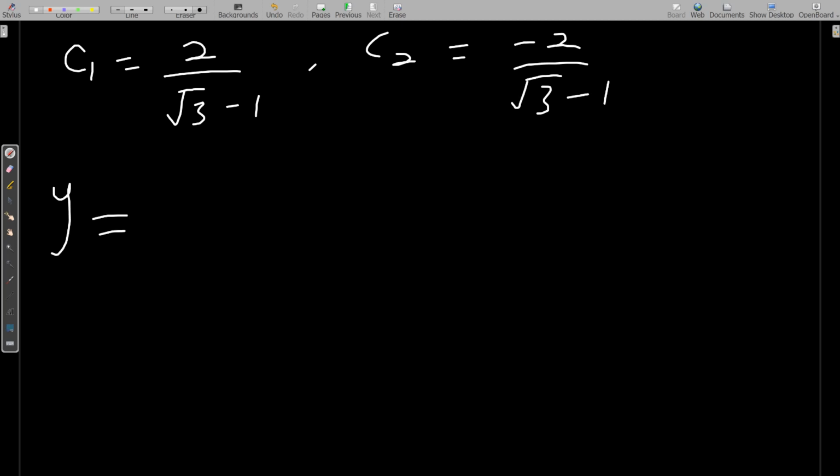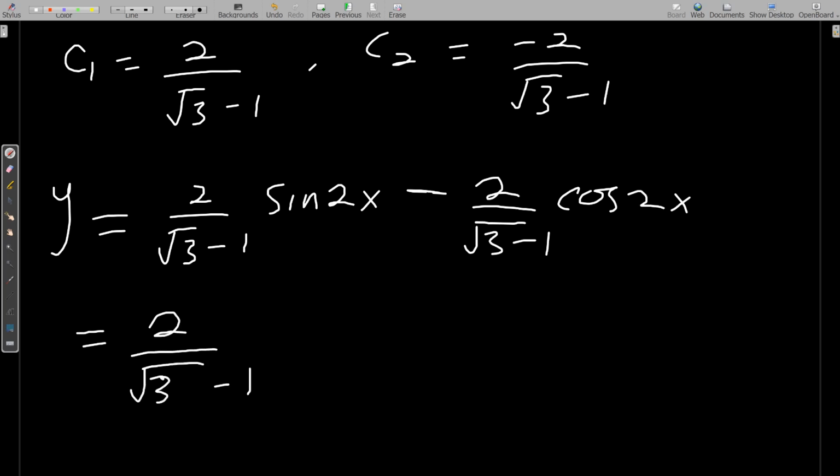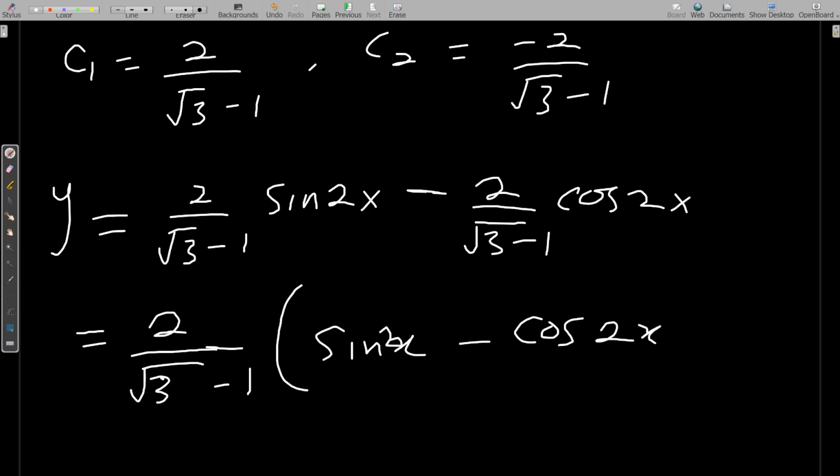And then our particular solution will be equal to C1 sine of 2x, so C1 is 2 over square root of 3 minus 1 sine of 2x. Then C2 is minus 2 over that, so I have minus 2 over square root of 3 minus 1 cos of 2x. So I can simply factor 2 over square root of 3 minus 1 out, and I have sine of 2x minus cos of 2x. There's supposed to be a 2 here. So this is your particular solution.